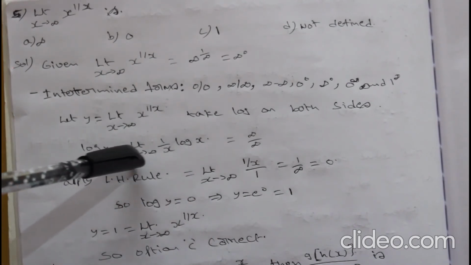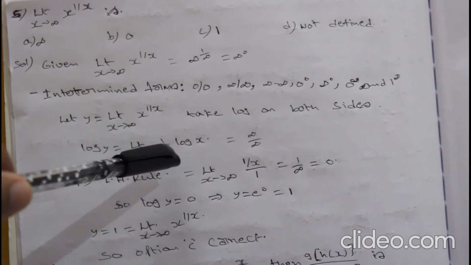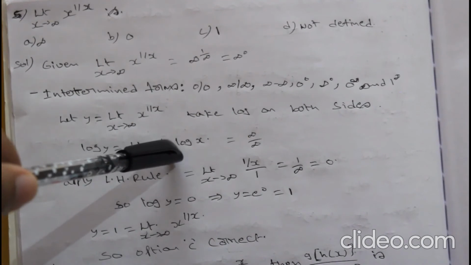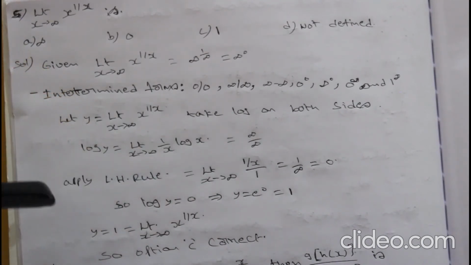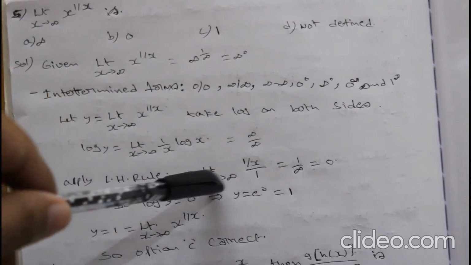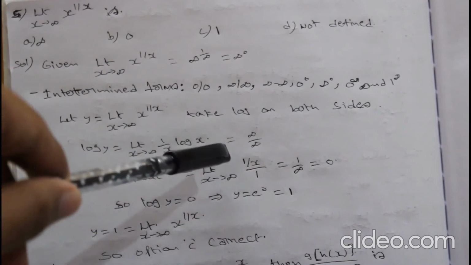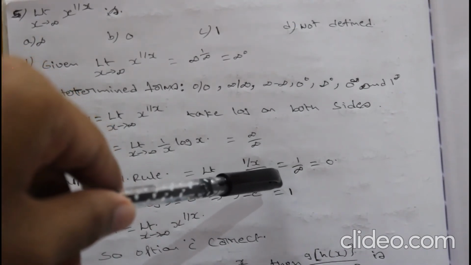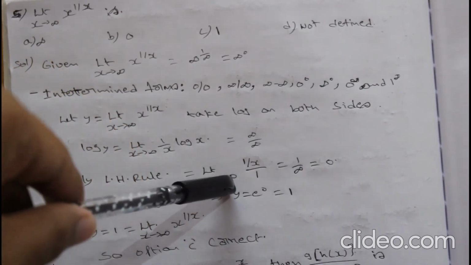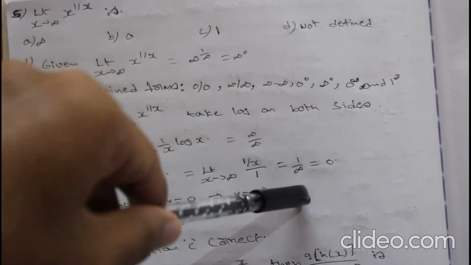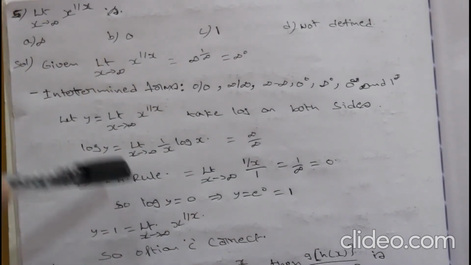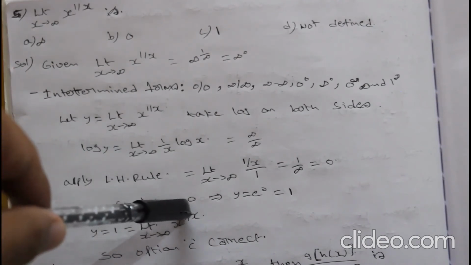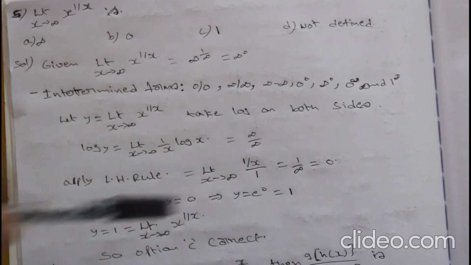Now apply x tends to infinity, so log of infinity is infinity divided by x is infinity, so you got infinity by infinity form. Now apply the L'Hospital rule. Limit x tends to infinity, differentiation of log x is 1 by x and differentiation of x is 1, so now apply the limit, 1 by infinity, that is equal to 0. So log of y is equal to 0, so y is equal to e power 0, that is equal to 1.